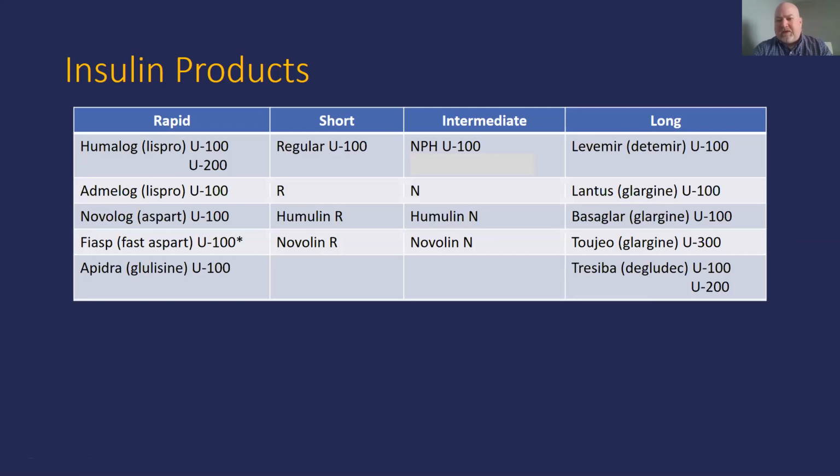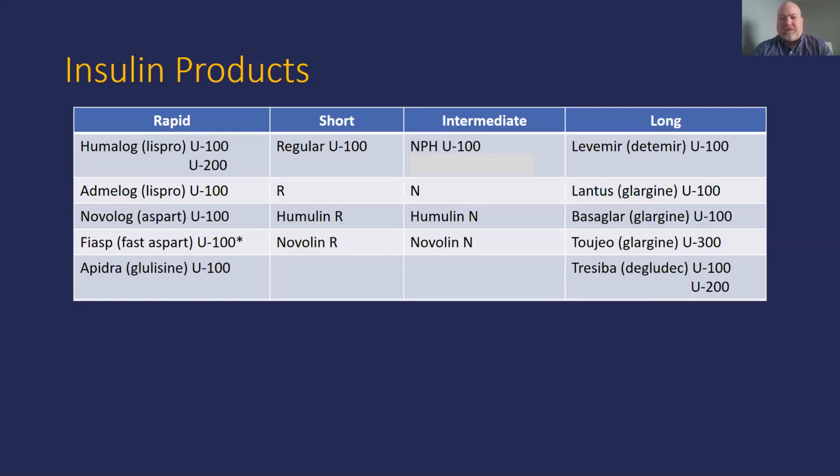Again, available in a pen. The pen takes care of the calibration. If you interchange between Lantus and Toujeo, it's a 1-to-1 conversion, basically. And our final product is Tresiba, or insulin degludec. It's available in a U100 or U200 pen. So there are all of our products. We've got some combination products, some mixes. We're going to look at those here in a few minutes.